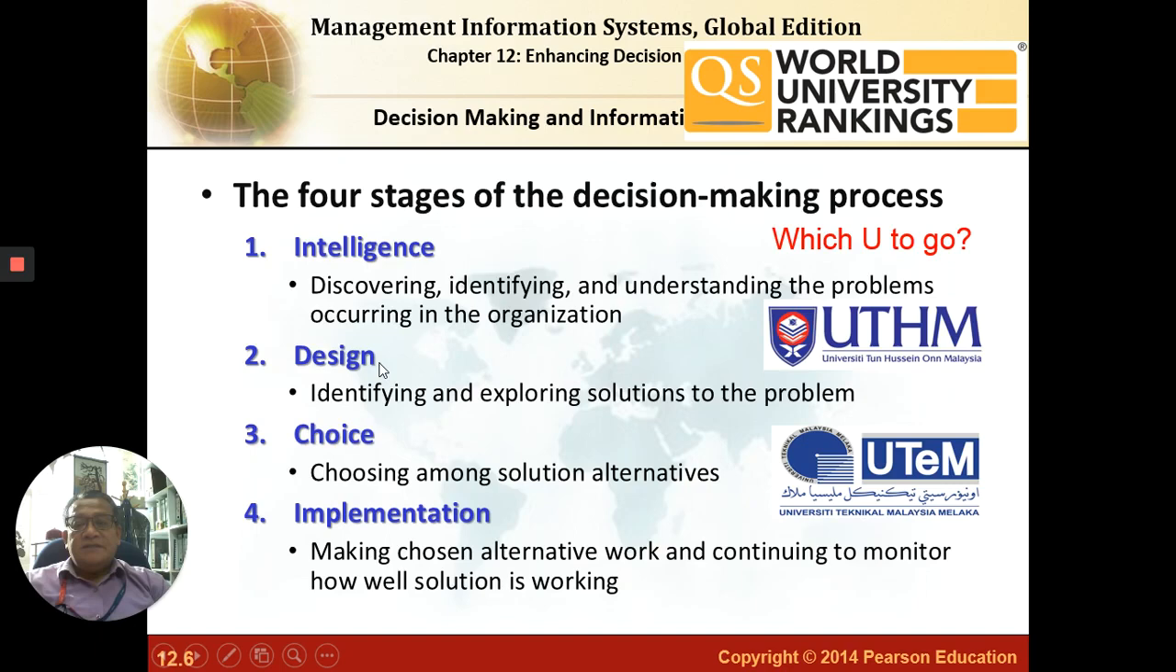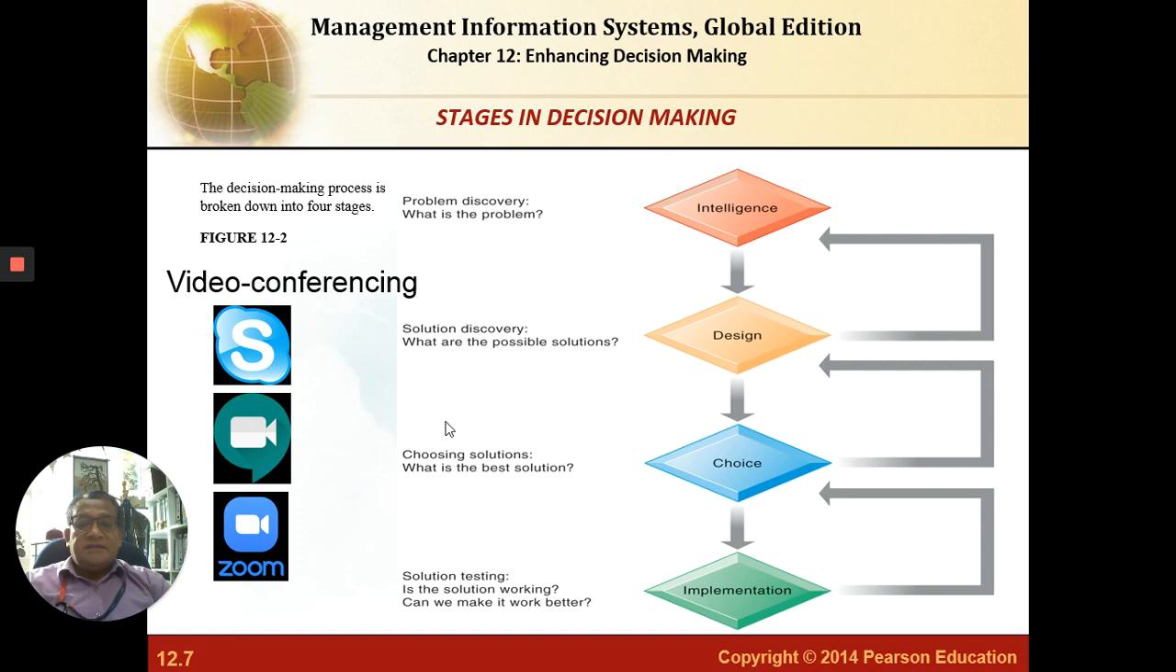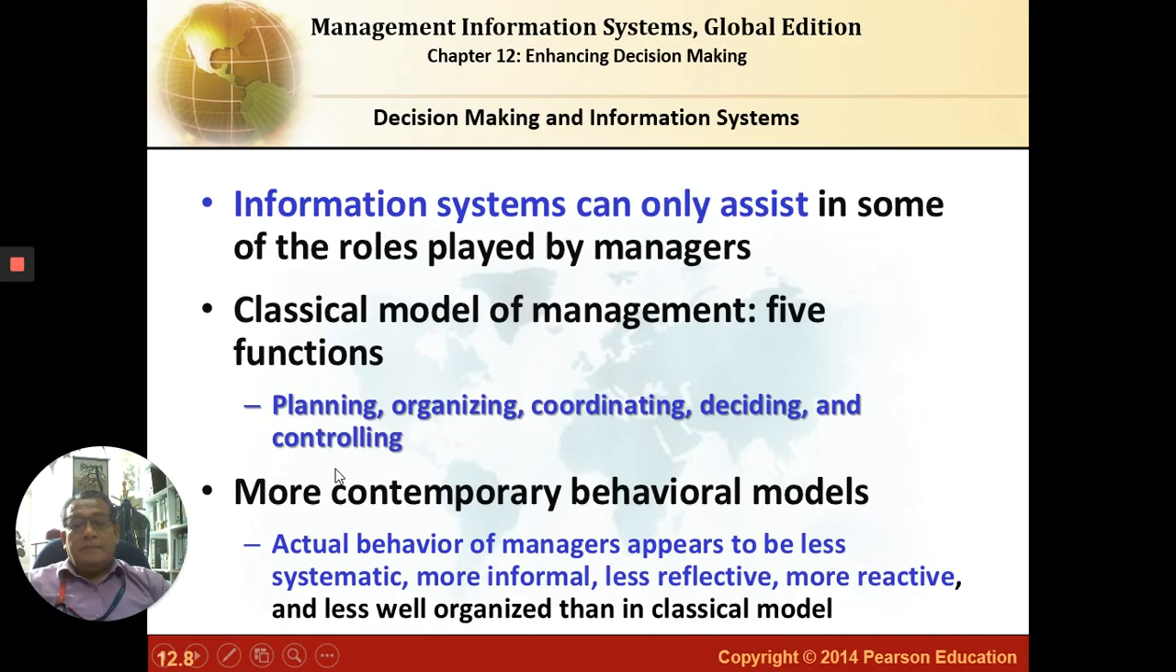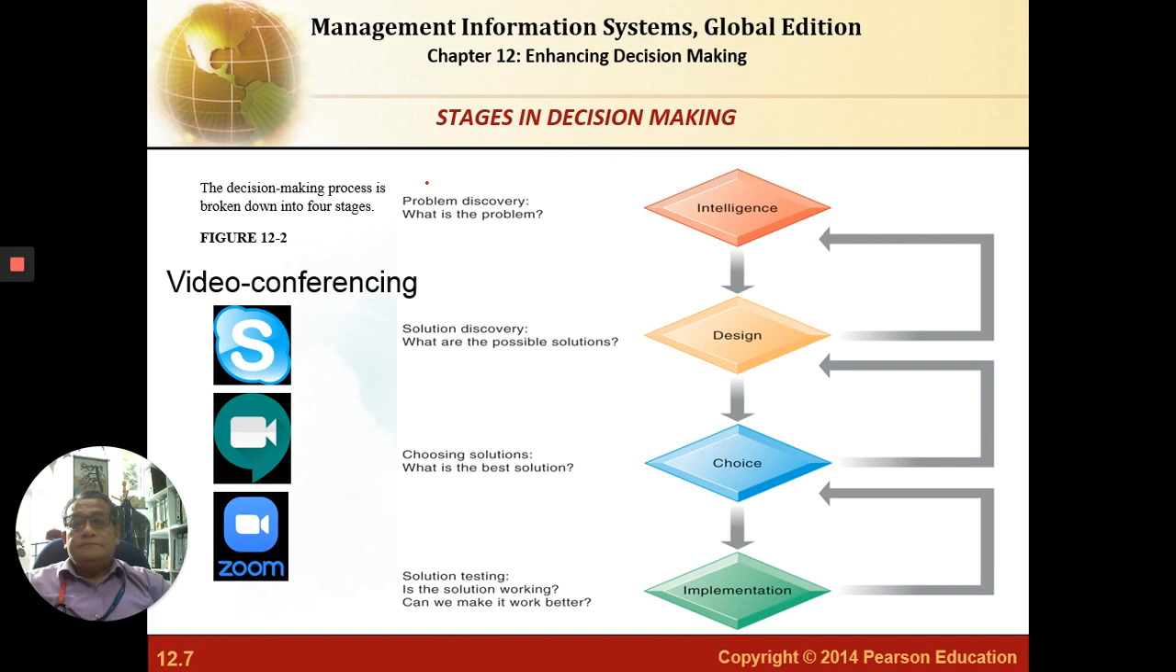So these four stages are commonly used by managers in organizations to make decisions. They do the intelligence, design the solutions or options available, and then consider the choice of the best solution and also alternatives, and then make the final decision to move on with the work. So the stages of making a decision go from intelligence, to design, to choice, and then implementation. At the intelligence level, basically you are trying to discover the problem. For example, what is the real problem in your situation?